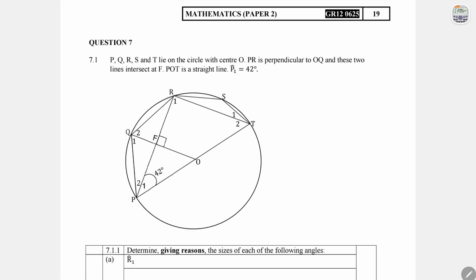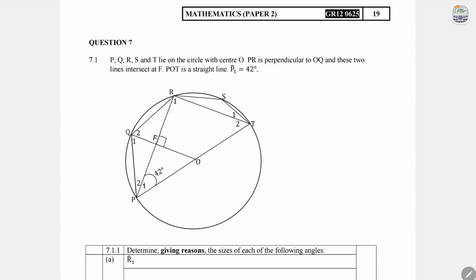Question 7.1 says P, Q, R, S, and T lie on the circle with center O. PR is perpendicular to OQ, and these two lines intersect at F. POT is a straight line, and angle P1 is equal to 42 degrees. Okay, so if POT is a straight line, you can see that this is a diameter since it passes through the center of the circle.